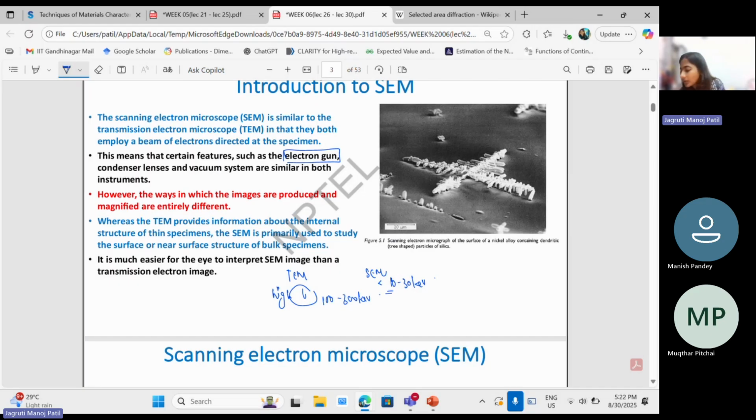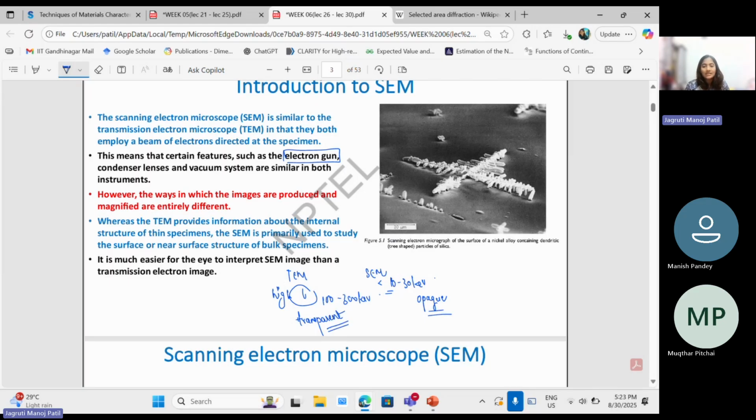Based on that, we know that for SEM our specimen need not be electron transparent. Our specimen can be opaque, and it can be thicker relative to TEM. In TEM, our specimen should be nearly electron transparent, because that is how we can know about the structure.